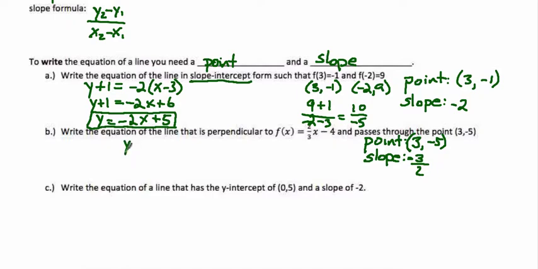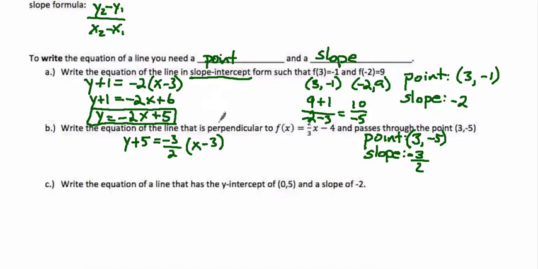All right, now I'm going to do y minus -5. Makes it +5 equals -3/2 x minus 3. In this case, it's not telling us to put it in slope-intercept form, so I'm going to just leave it like that. That's totally fine. That is an equation. We don't always have to take it further.